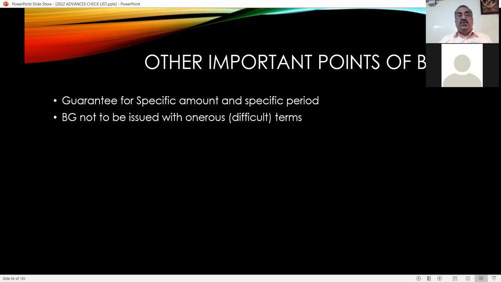And BG should not be issued for any difficult terms. Suppose there is anything that is not possible to be done by the borrower, for that the bank will not issue a bank guarantee. For example, tomorrow you are going to be the chief minister. Is it possible? It is not possible. It is a difficult term and condition, against which BG cannot be issued. And BG should have a protective clause for both the customer, the bankers, as well as the beneficiary.